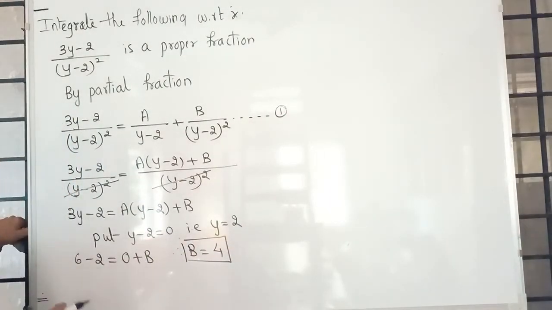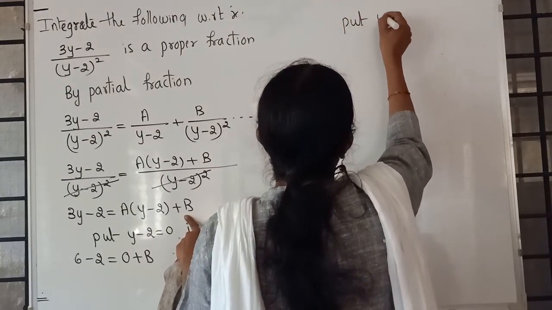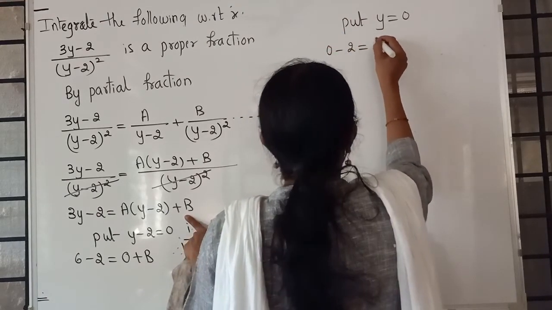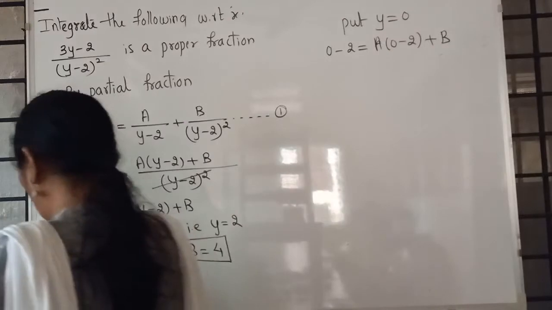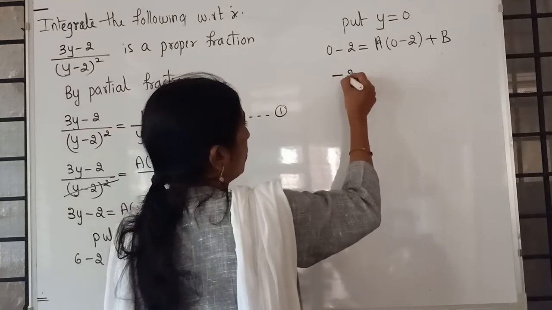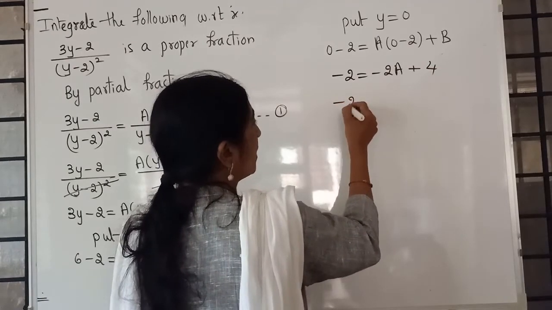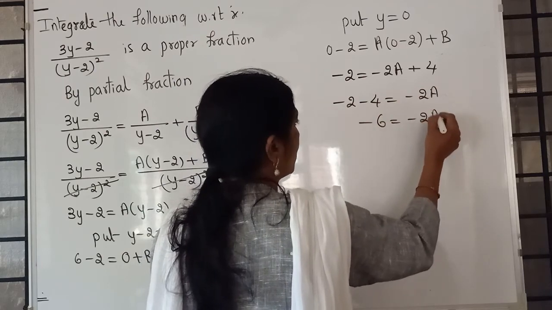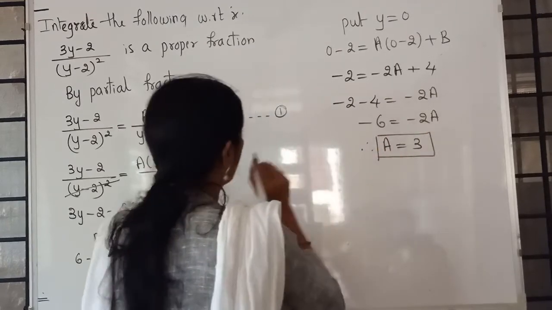Out of 2 alphabets we selected 1, and for the remaining put y is equal to 0. If only one alphabet is remaining, select 0. It is 0 minus 2 is equal to a into 0 minus 2 plus b. And already we are familiar with the b value. Minus 2 is equal to minus 2a plus b, b is 4. So minus 2 minus 4 is equal to minus 2a. Minus 6 is equal to minus 2a. Therefore, a is equal to 3. Now write down that in equation 1.